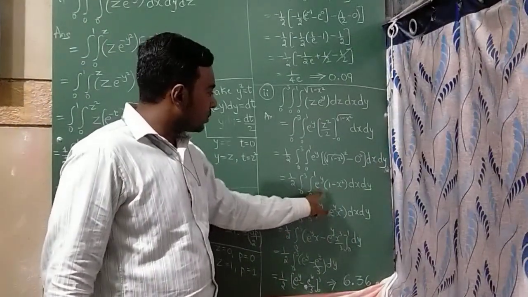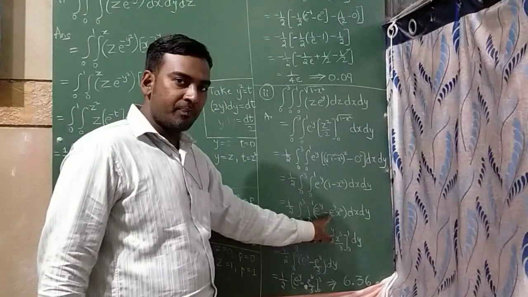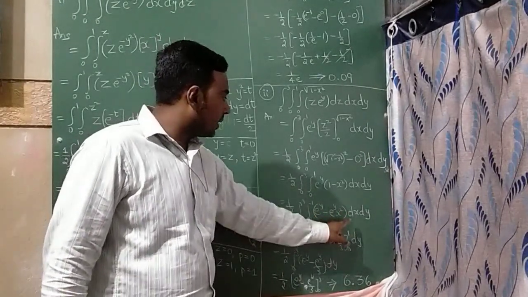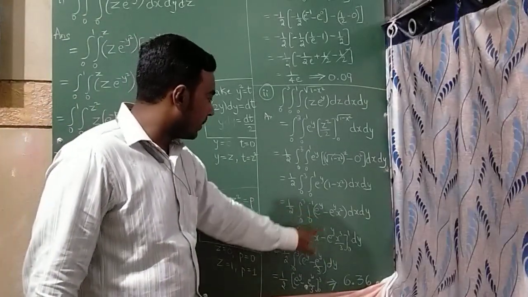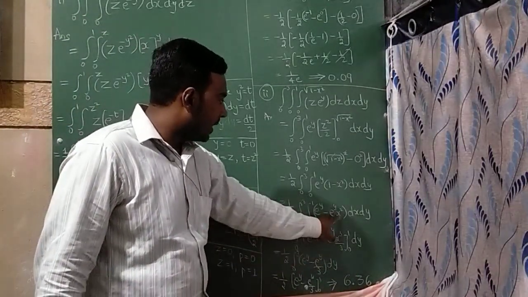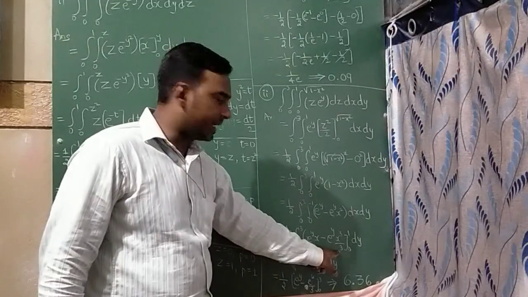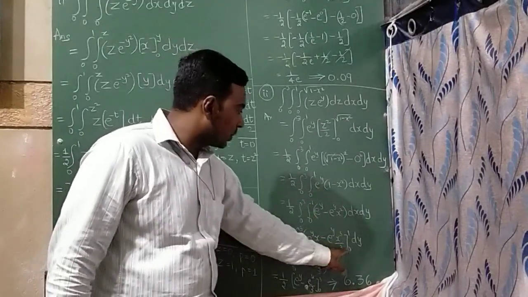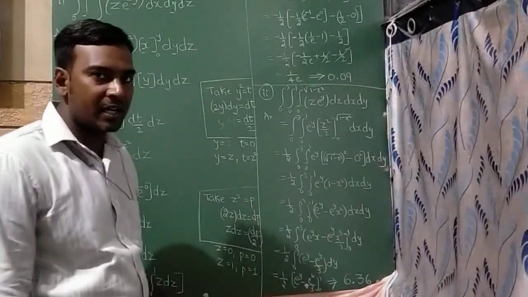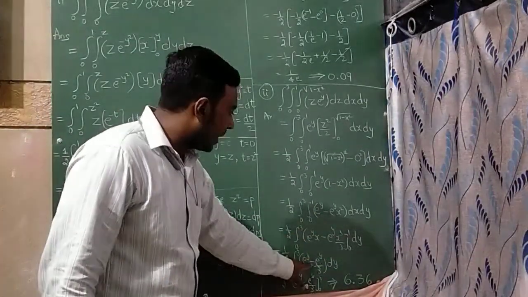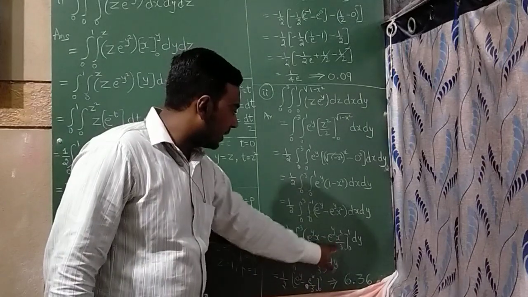Fine. This e raised to y, I am going to multiply this for both. Now I am going to integrate with respect to x. Since there is no x variable here, I will get x here, and this will become x cube by 3. So the range is 0 to 1. In place of x, I am going to substitute 1. That is the upper limit. So I will get e raised to y minus e raised to y divided by 3.